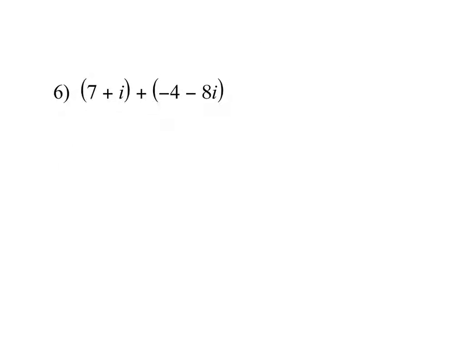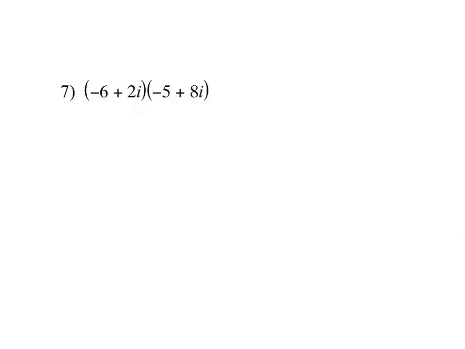This one again. Because this is positive right here in the middle, I don't have to distribute. So I have 7 plus negative 4, so that means that I have 3. And i plus negative 8, so I have negative 7i. That's it. Next one.